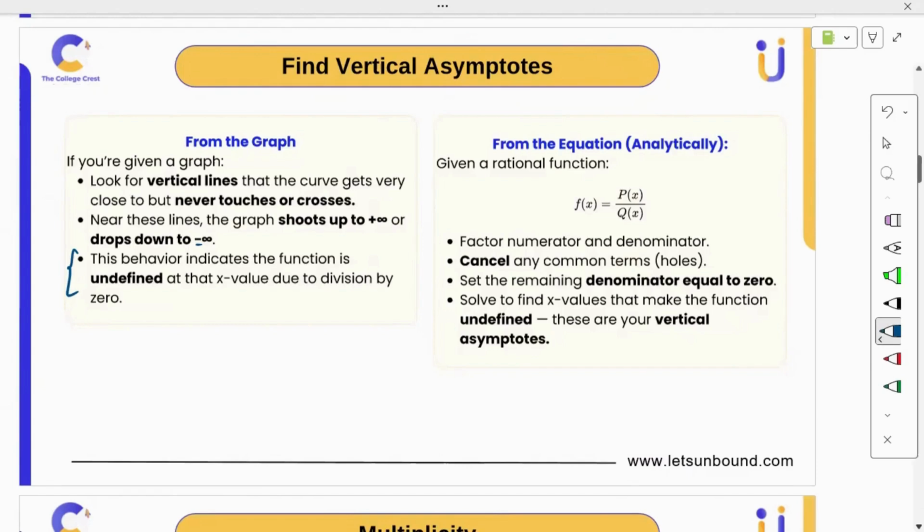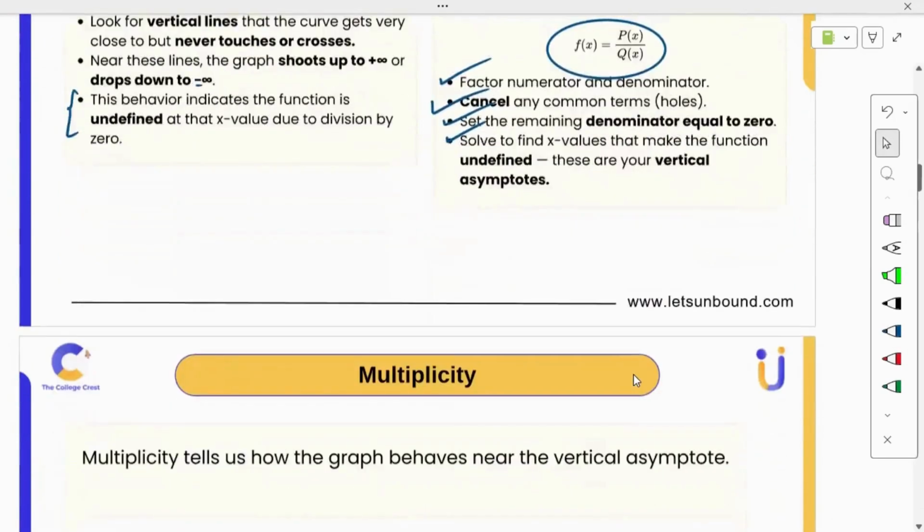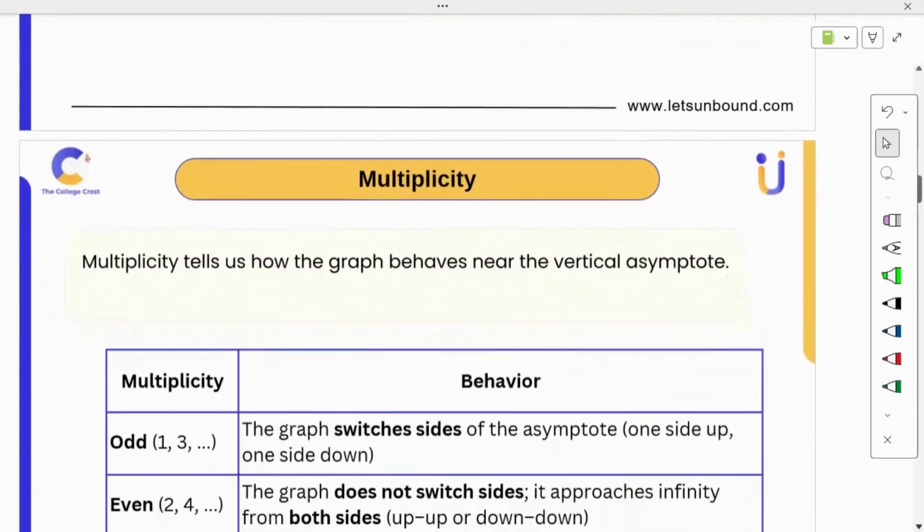Now, analytically, from the equation, if you have a rational function, first factorize the numerator and denominator separately. Cancel out any common terms. You remember, I hope, that is what a hole is. Set the remaining denominator equal to 0. Solve to find the x values that make the function undefined. Those x values are our vertical asymptotes. Very simple. Simplify, and for the remaining factors in the denominator, set them to 0. That's simple.